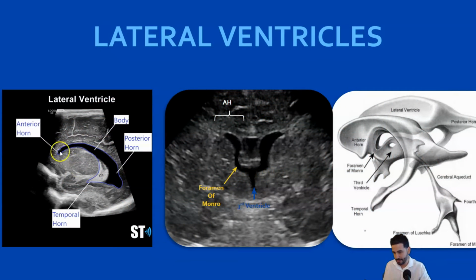And here's a diagram of a parasagittal view of the lateral ventricle. So again, anterior horn, posterior horn or occipital horn, temporal horn, and the choroid plexus. And here's a coronal view showing the anterior horns of the lateral ventricles, the foramen of Monro on each side, and the third ventricles. The larger the baby is, the less you're going to be able to see these structures.